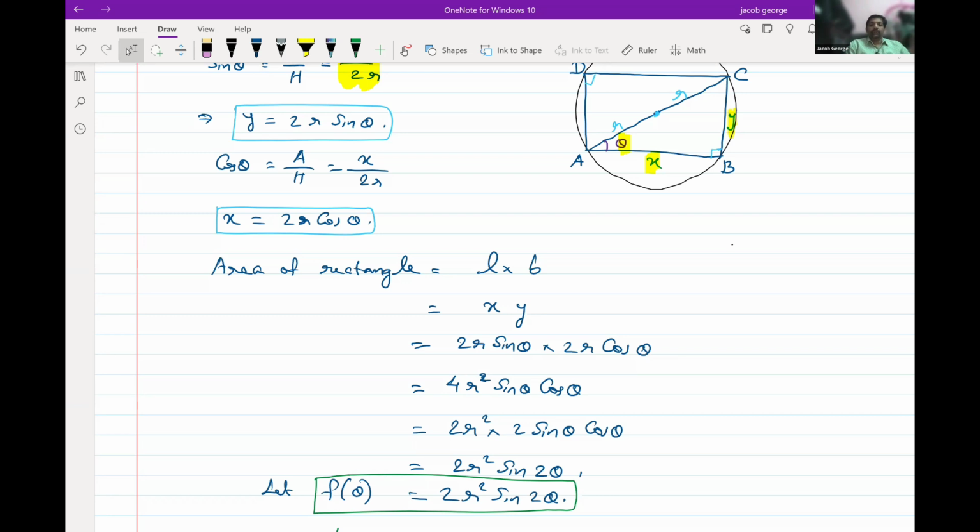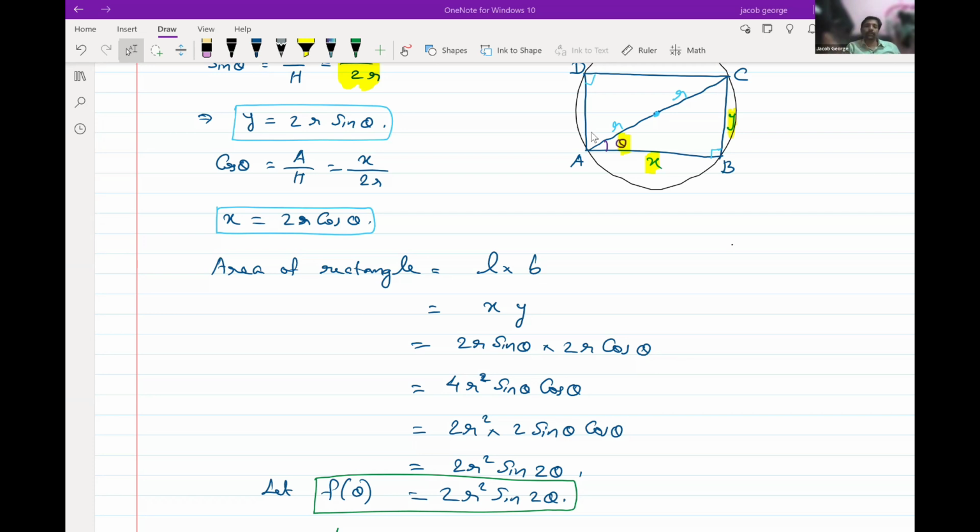f of theta is 2r square sin 2 theta. Said Rehan, we found x and y by trigonometry. Sin theta I took first. Sin theta is y by 2r, so y is 2r sin theta. Is that clear? In the right triangle ABC, cos theta is adjacent by hypotenuse, x by 2r. x is adjacent. From there we got x as 2r cos theta.